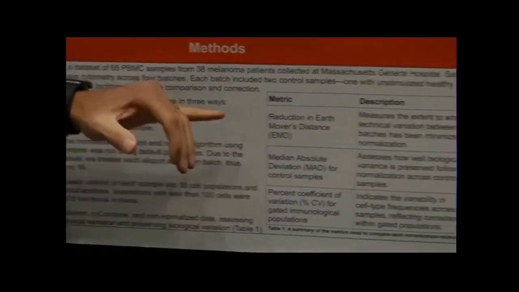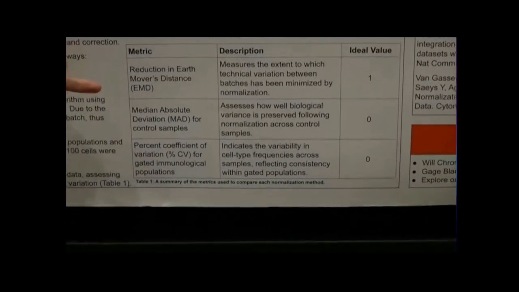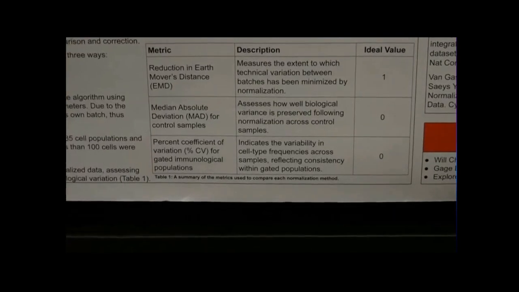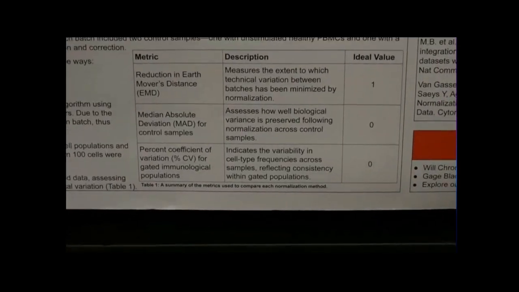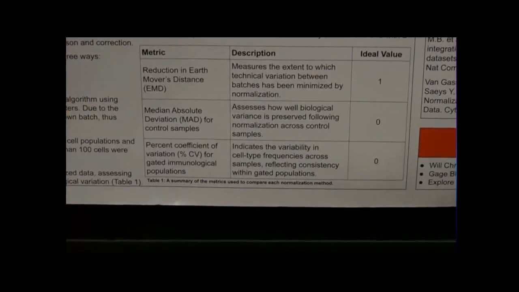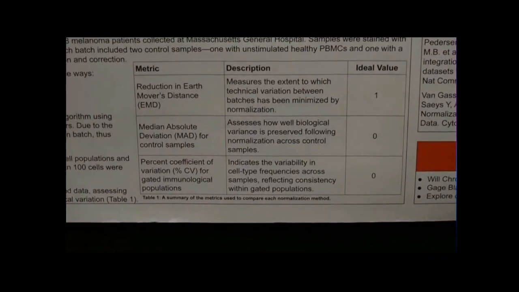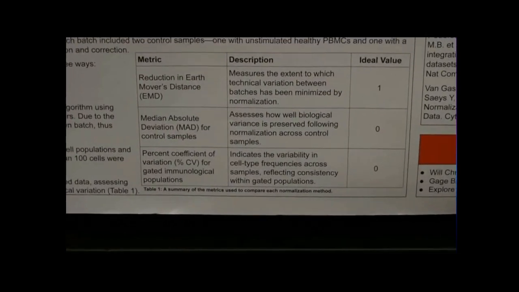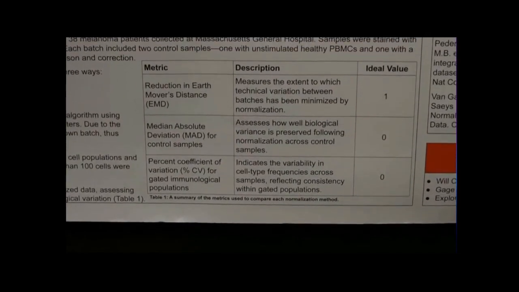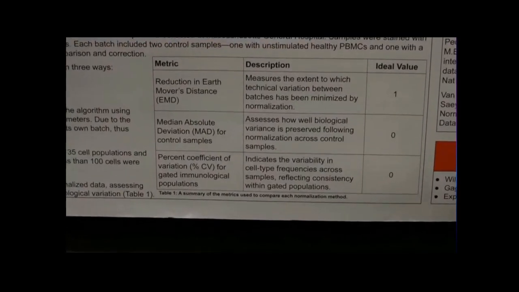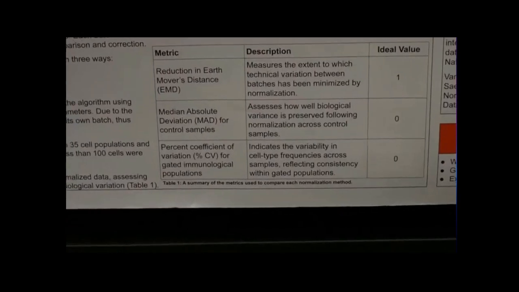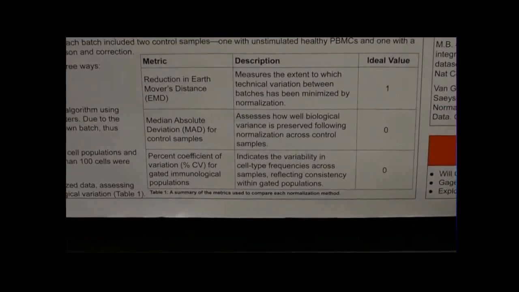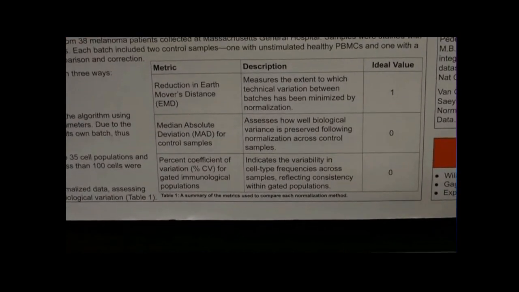One is the reduction of technical variance, and this is a calculation of the reduction in the technical variance. So the closer to one you get, the more perfect the score. The next is the median absolute deviation, or the MAD score, which is a measure of the biological variance that you were able to retain. So the closer it is to zero, the less biological variance is lost. And then finally, the last metric we were comparing is the percent CV within each cell type across the different batches, seeing how much variance there is.